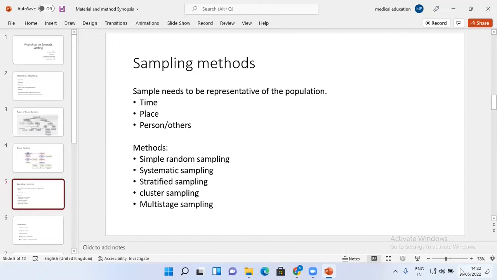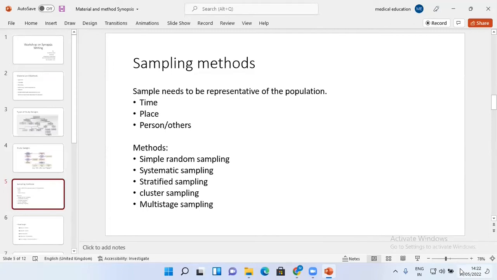So this is very, very good, not only for your thesis, but in the future also, if you are planning to conduct any research, this particular course will help you a lot. We are not going into the detail of the different sampling methods. Everything will be taught to you, and you are supposed to attend and learn from that.